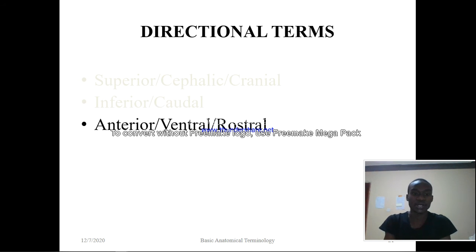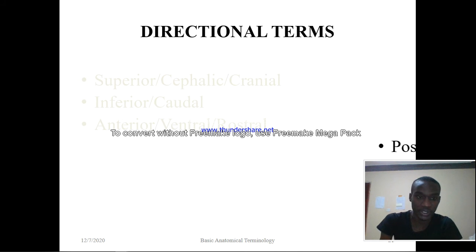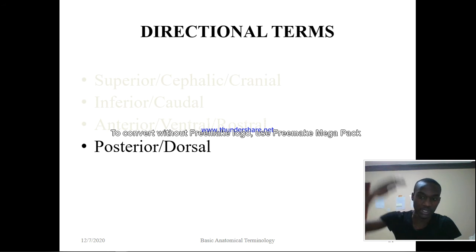The other term is the anterior, also known as the ventral or rostral. That is the front view. Okay? So the front side of an organism is also known as the anterior, and then the posterior or dorsal is the back side of that particular organism.